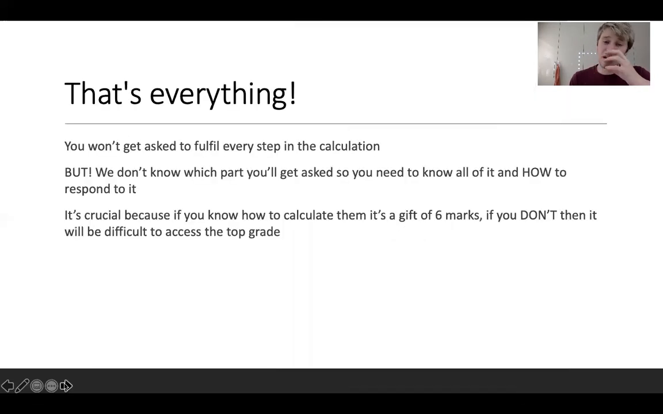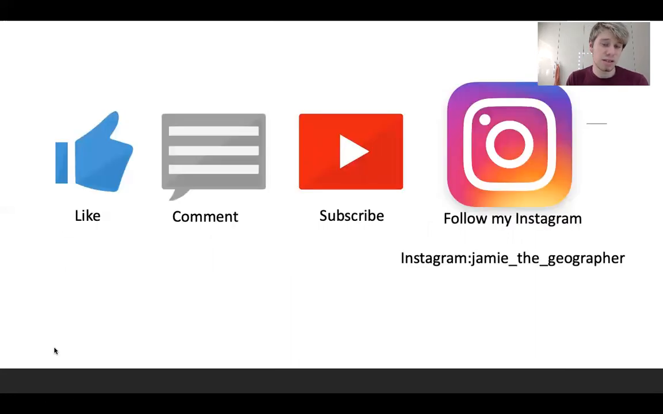And that's everything. I'd like to remind everybody again, you won't get asked every step in the calculation. Most of it was filled in for us, as you saw, but we don't know what part of it they're going to ask you. They could ask you to fill in the early parts of the question. They could ask you to fill in the very end of the question. And as you've probably noticed, near the end, it gets a lot more difficult. So you need to know how to respond to all of it, even if you're only given 2 or 3 little parts of it. And if you can do that, it's a gift of 6 marks. But if you don't know how to do it, it's not. And you won't be able to access the top grade if you don't know how to write it and interpret it as well. That's the key thing, interpreting the result. So if you are able to do all of those, then you will be fine.